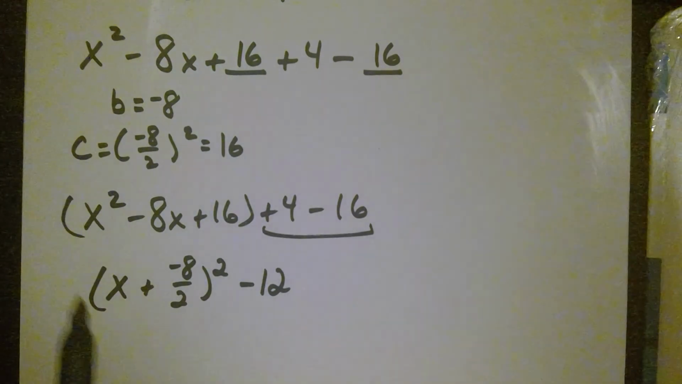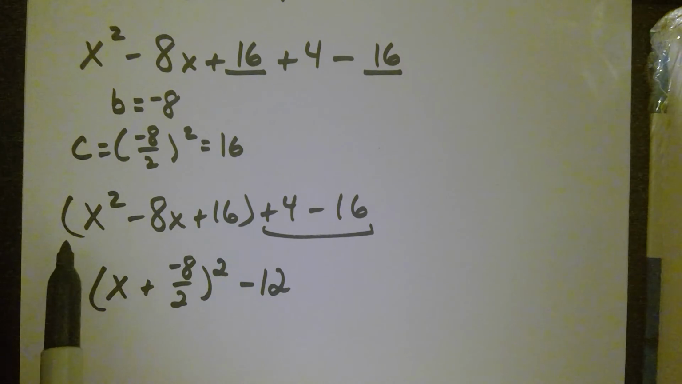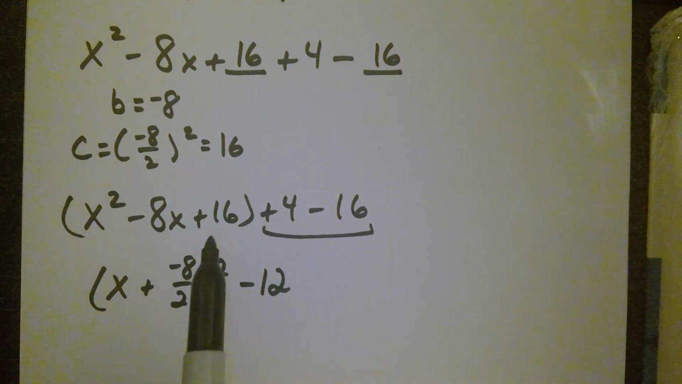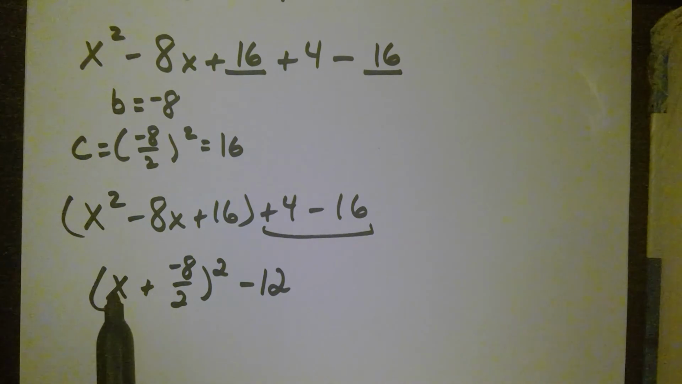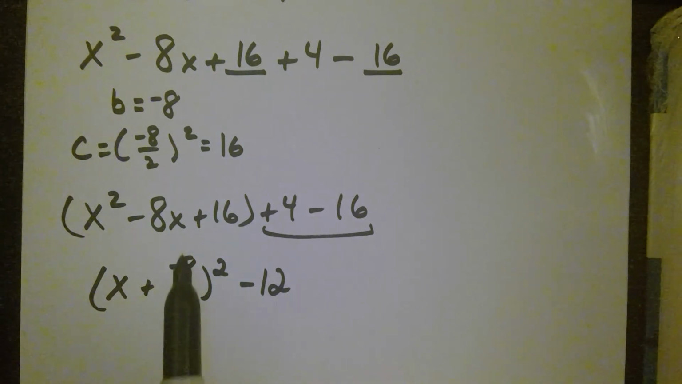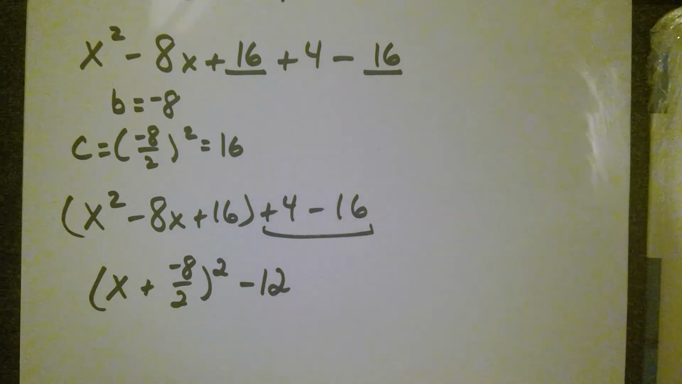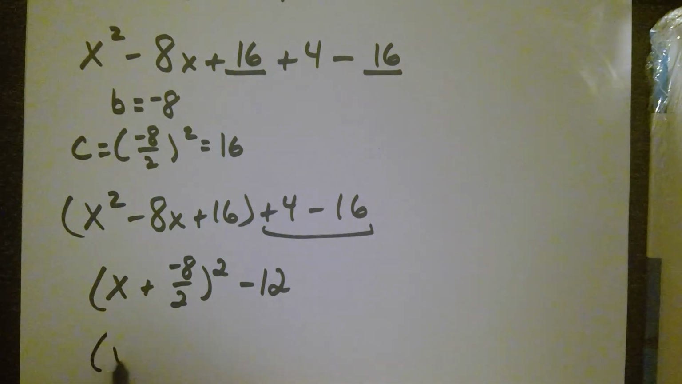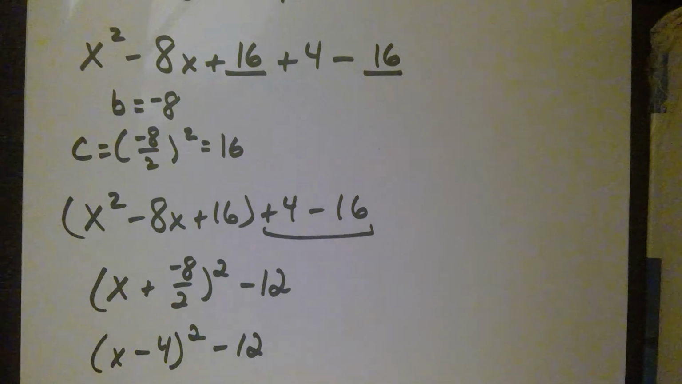All right, so I'll go back here since I lost some screen. So I grouped my x squared minus 8x plus 16 because that's my perfect square that I made. And then using our formula from before, x plus b over 2, the quantity squared. And then we combined our 4 and negative 16. So we simplify to get x minus 4 squared minus 12. And we'll talk more about what that means next week.